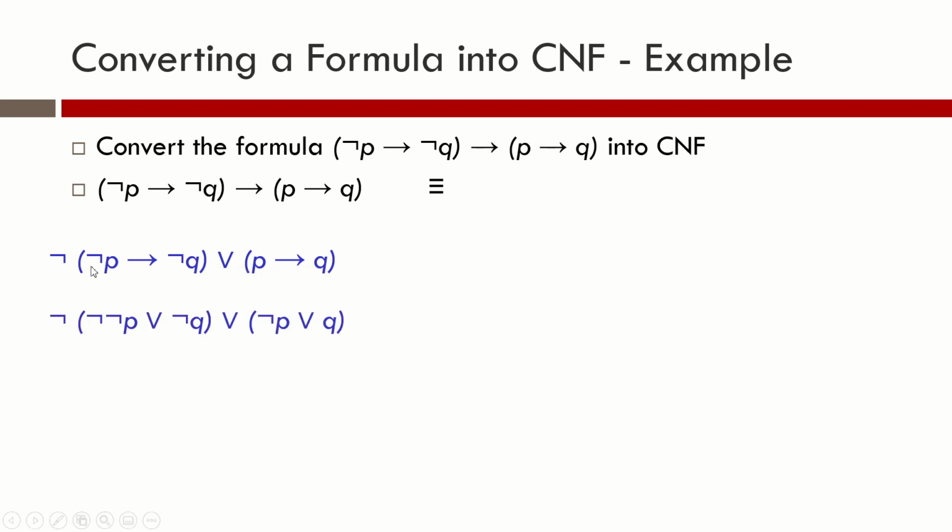See here, this negation will be as such. This we are converting to negation A or B. So that will be negation of (negation P or negation Q), or this again we are converting into negation P or Q. Okay. So now we can see that we have only negations and disjunctions in this formula. The first step is over. We have eliminated all implications from this formula.